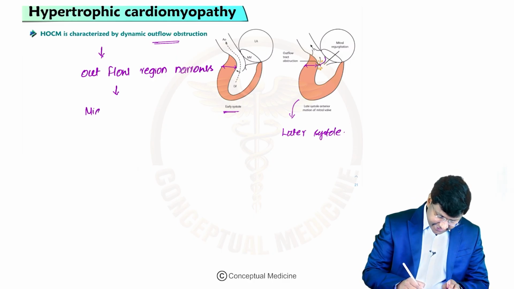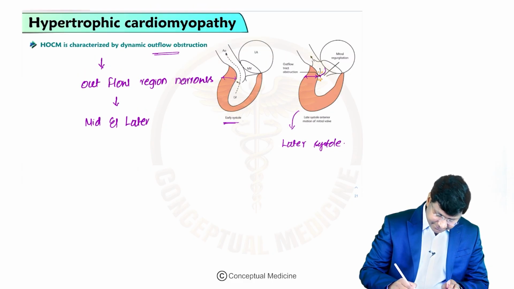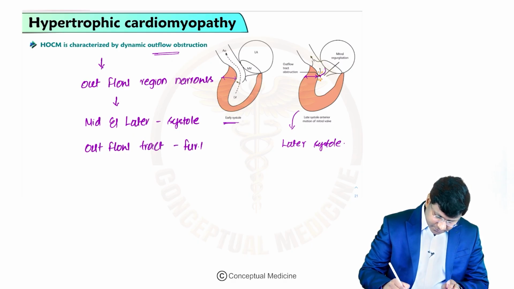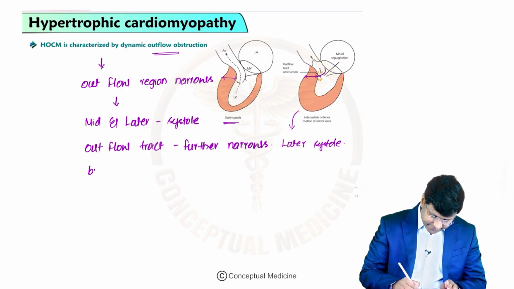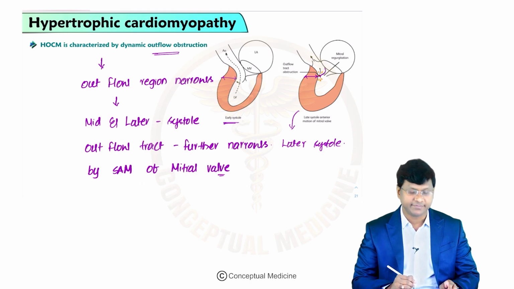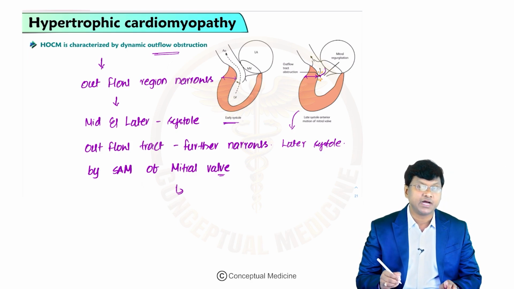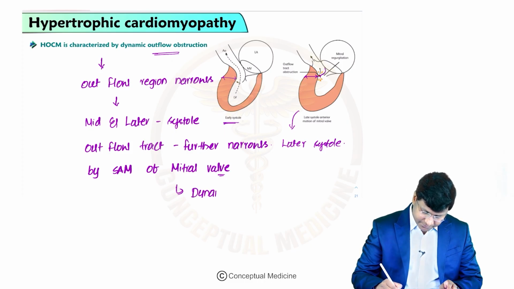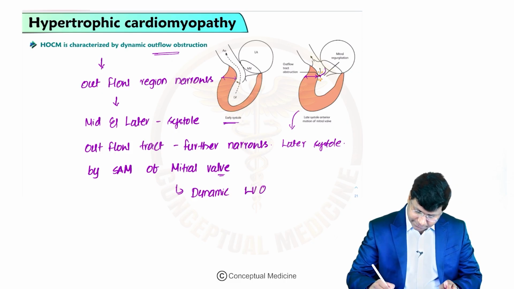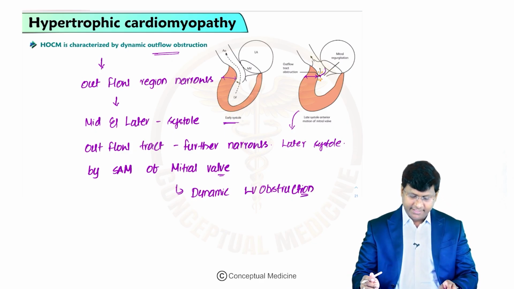So during mid and later part of systole, the outflow tract further narrows by the systolic anterior motion of the mitral valve, and this is what is called the dynamic left ventricular outflow tract obstruction.